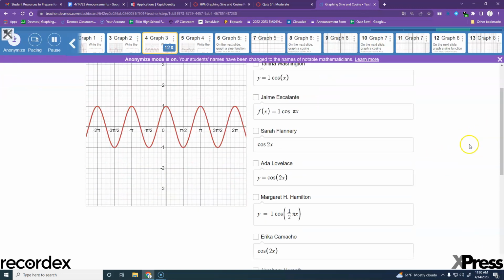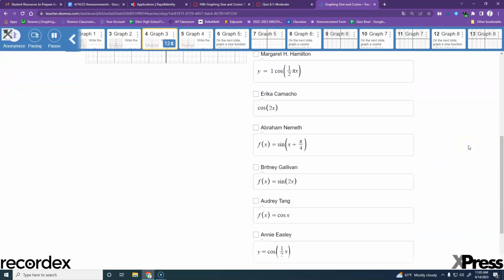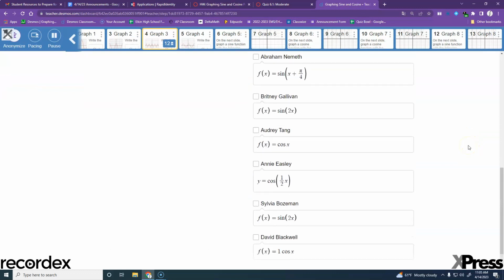So let's see, first of all, whether we chose sine or cosine. Most of us chose cosine. I do have a couple. Abraham chose sine but did shift it, so that could possibly work. Sylvia chose sine but did not shift it.